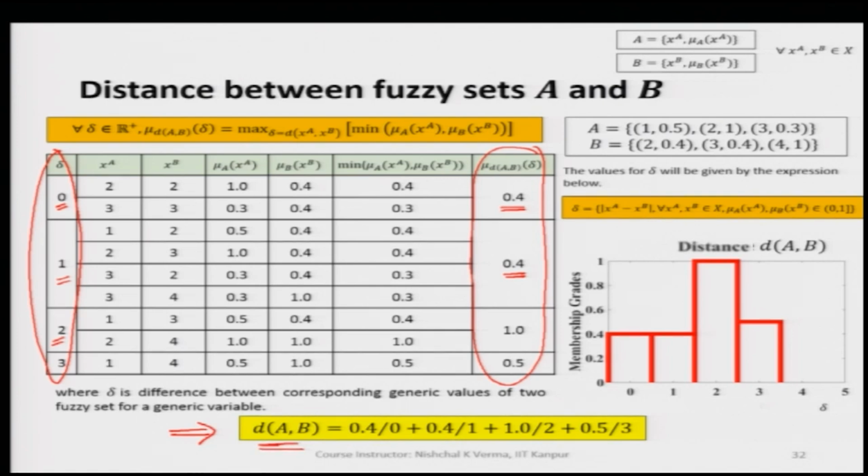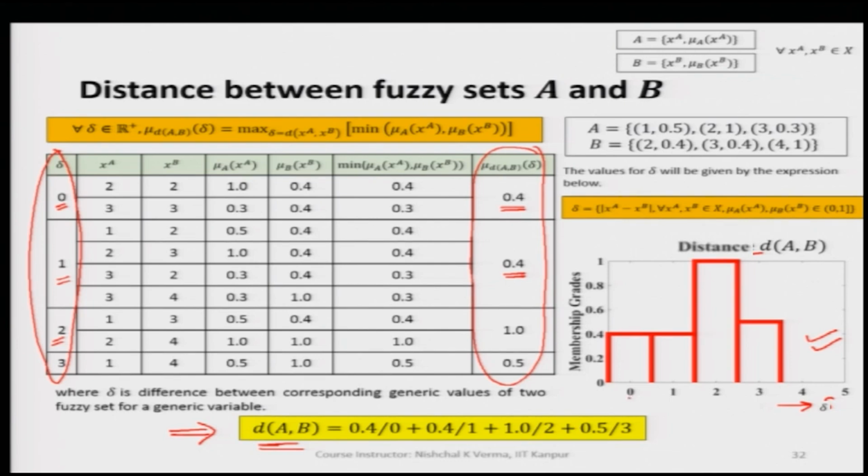Now, let us plot this fuzzy set, and if we make use of these values, its elements, we can very easily plot or find the fuzzy set, which is nothing but the distance between the two fuzzy sets. Here we can clearly see that the x axis is delta, and the y axis, the ordinate, is the membership grade, that is mu of delta.